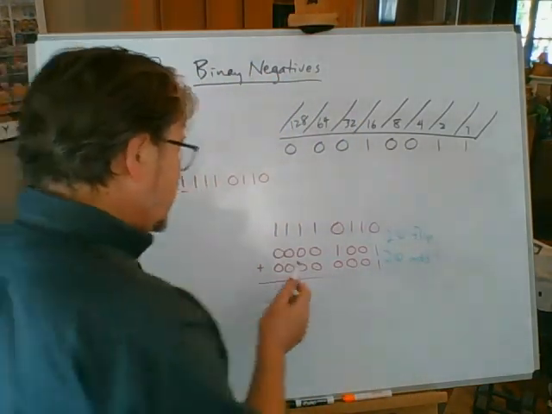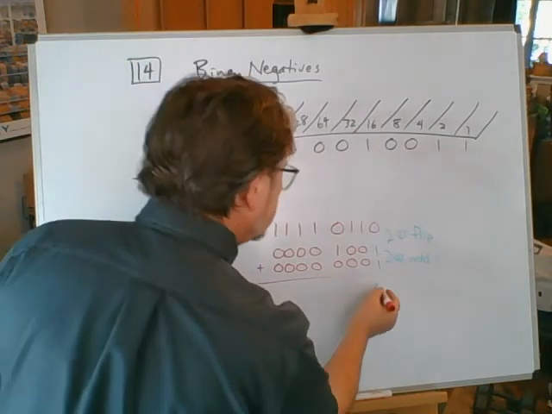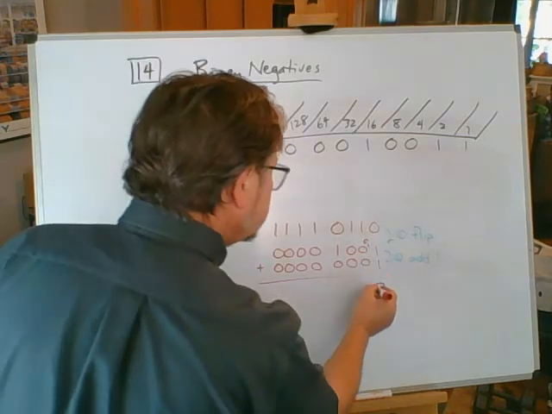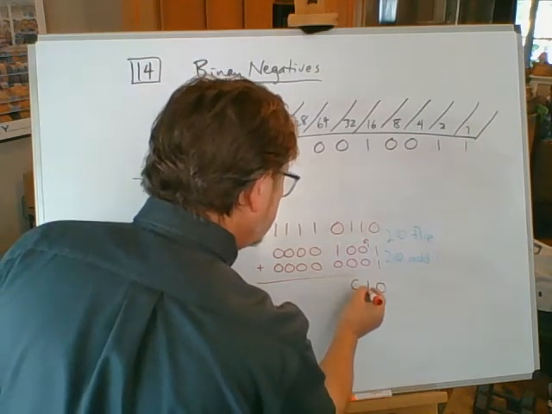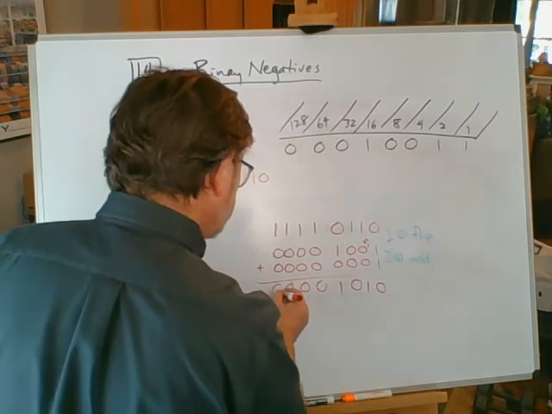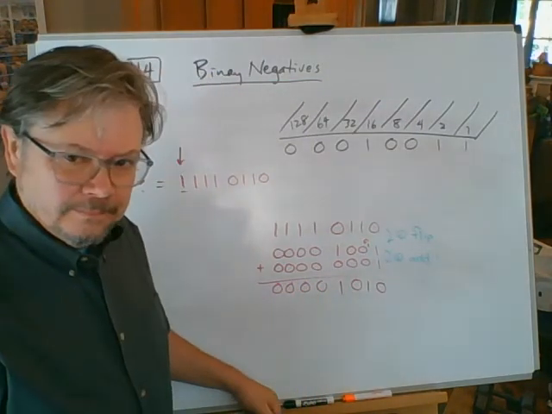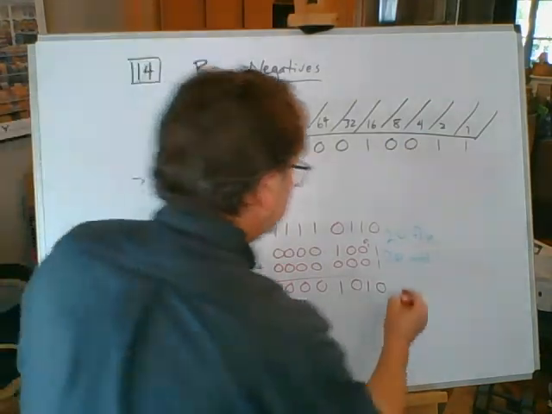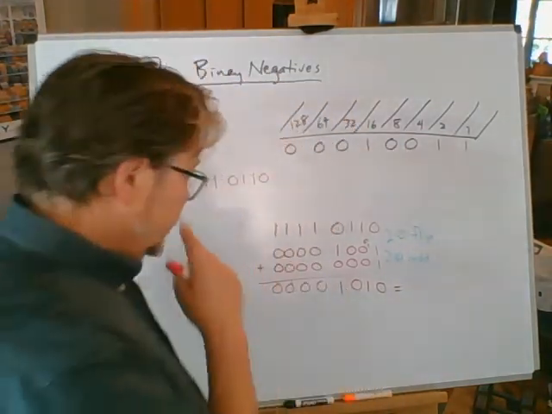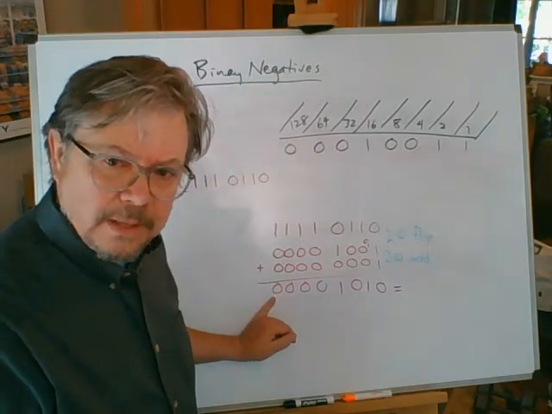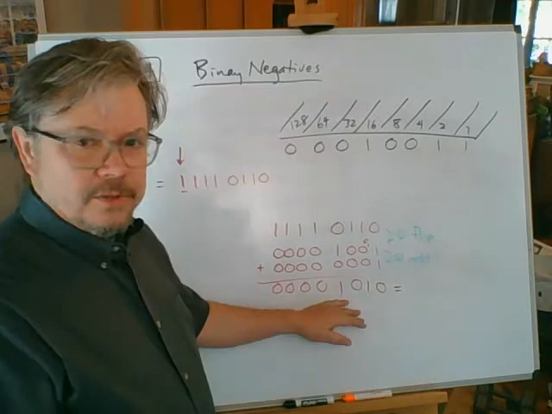When I add those up, I get, let's see, 1 plus 1 is 2, put a 0, carry a 1. That's as far as it goes. 1 plus 0 is 1, and the rest of it's easy: 0, 0, 0, 0, 1, 0, 1, 0. Now watch and be amazed, as I am, that this even works. Since that has 0 as the leading bit, this is a positive number.